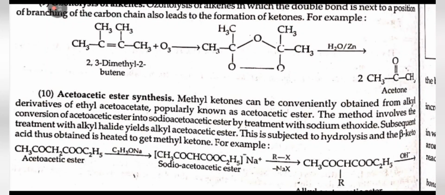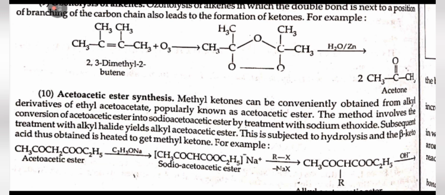Acetoacetic ester synthesis. Methyl ketones can be conveniently obtained from alkyl derivatives of ethyl acetoacetate, popularly known as acetoacetic ester. This method involves the conversion of acetoacetic ester into sodioacetoacetic ester by treating with sodium ethoxide. Subsequent treatment with alkyl halide yields alkyl acetoacetic ester. This is subjected to hydrolysis, and the beta keto acid thus obtained is heated to get methyl ketone.